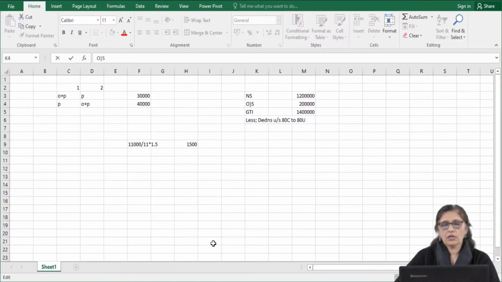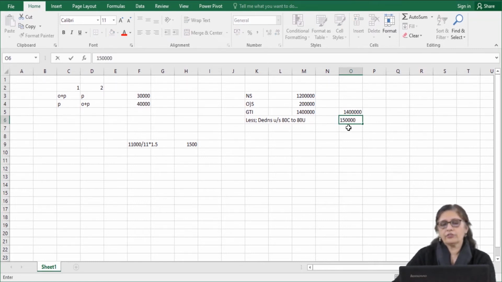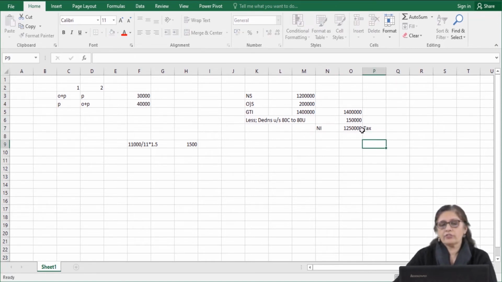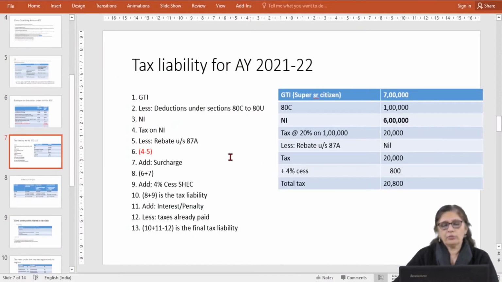So let us say that here you have a gross total income of, say we have done here, 14 lakhs. So you can claim a deduction of 1,50,000. So your net income becomes 12,50,000. And it is this net income which is actually taxable income. So on this 12,50,000 now we have to pay tax. So let's understand how tax liability is calculated.